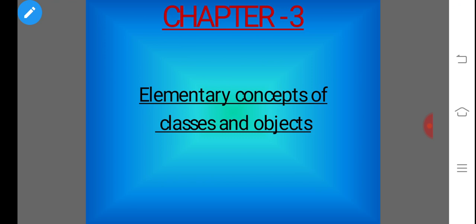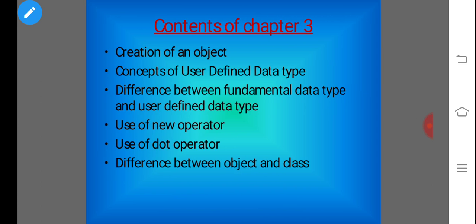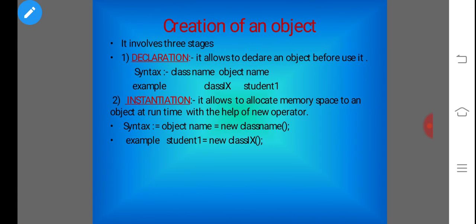Today the topic is chapter 3, and the name of chapter 3 is Elementary Concepts of Classes and Objects. The contents which we will understand through this presentation are the creation of an object, the concept of user-defined data type, how it is different from fundamental data type, the use of the new and dot operator, and the difference between object and class.